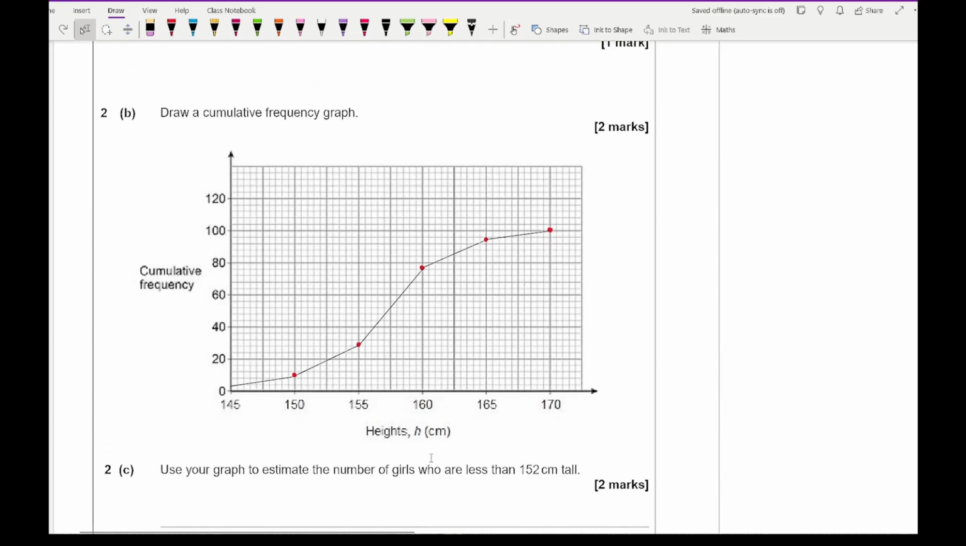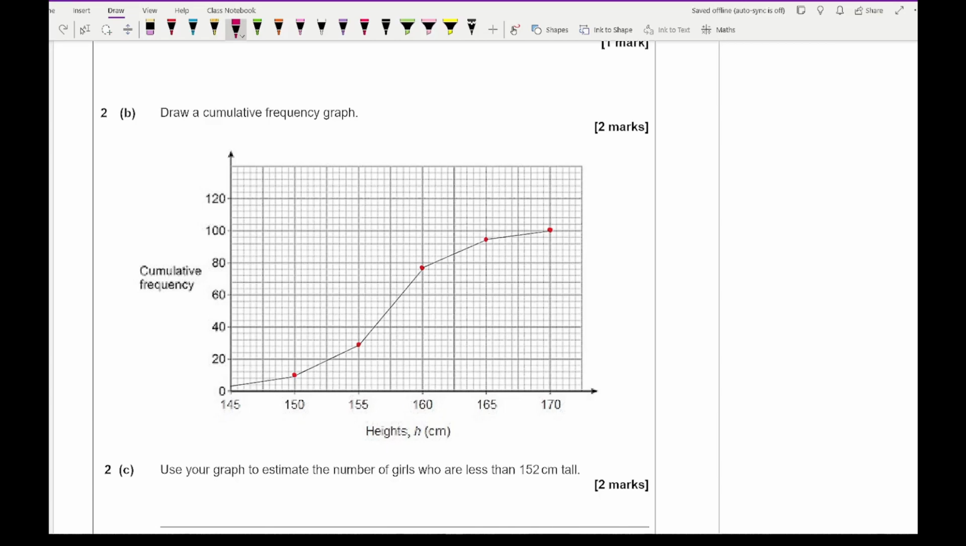Now I've connected my points with straight lines just because it's not easy on the computer to do this, but again, with a cumulative frequency graph, you need to make sure that you are joining those points up. If it does say cumulative frequency polygon, you need to make sure you're using straight lines, whereas if you're doing a cumulative frequency graph, then it should be a nice smooth curve.